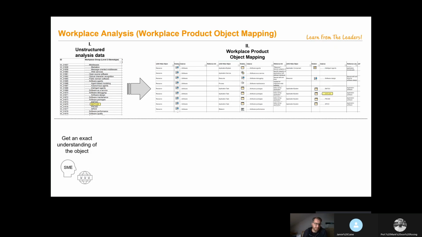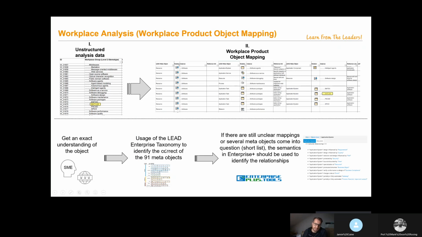If you don't know it by yourself, you can ask a colleague, a SME, for this topic, or you go to the internet and do research to get an exact understanding of what the object is. In this case, it's MATLAB. It's a software product. Afterwards, you use the enterprise taxonomy from Lead to identify the correct mapping for the object.